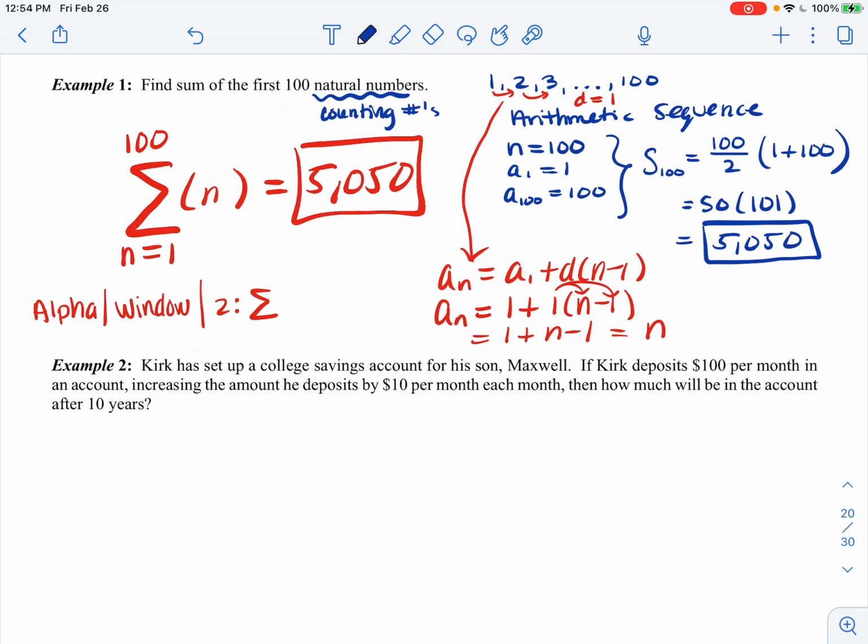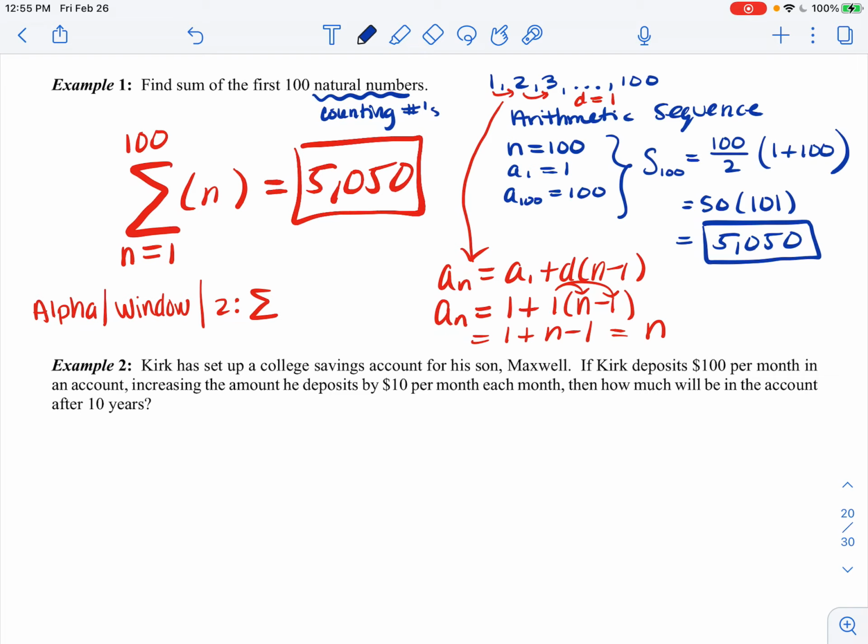Okay, so we're talking about this man, Kirk, and it says he set up a college savings account for his son, Maxwell. Kirk is going to deposit $100 per month in an account, and they're going to then increase the amount of the deposits by $10 per month each month. So then how much will be in the account after 10 years?